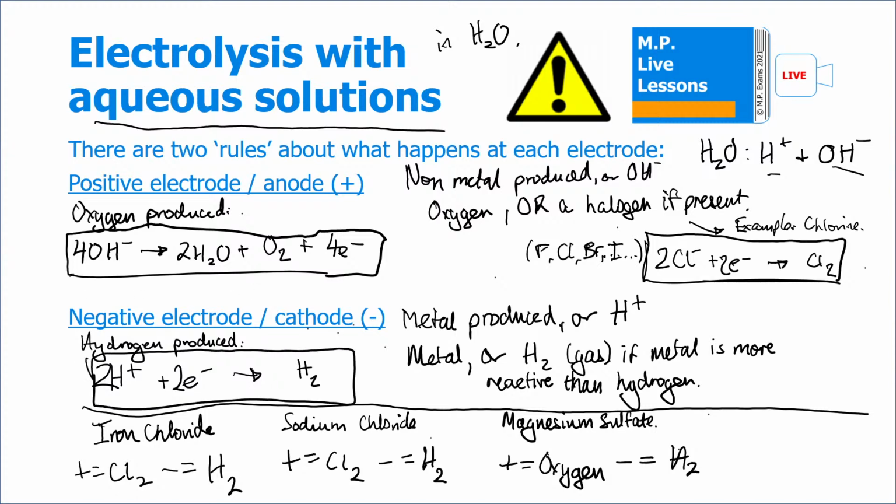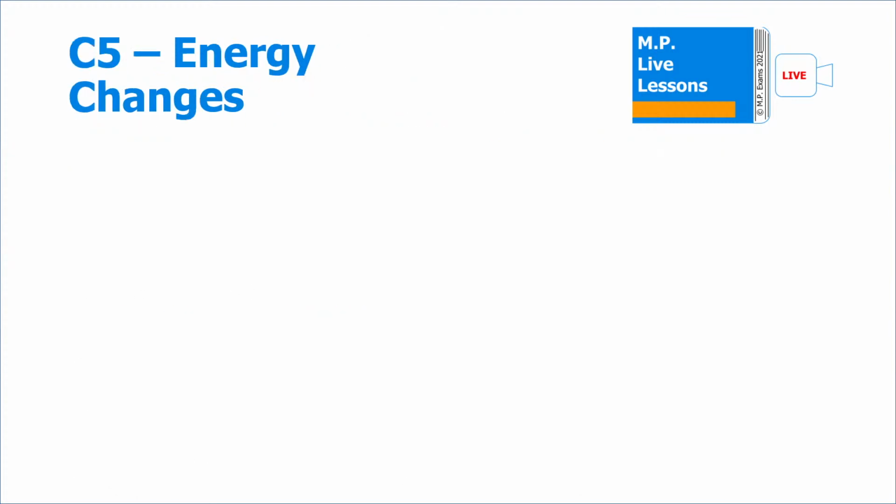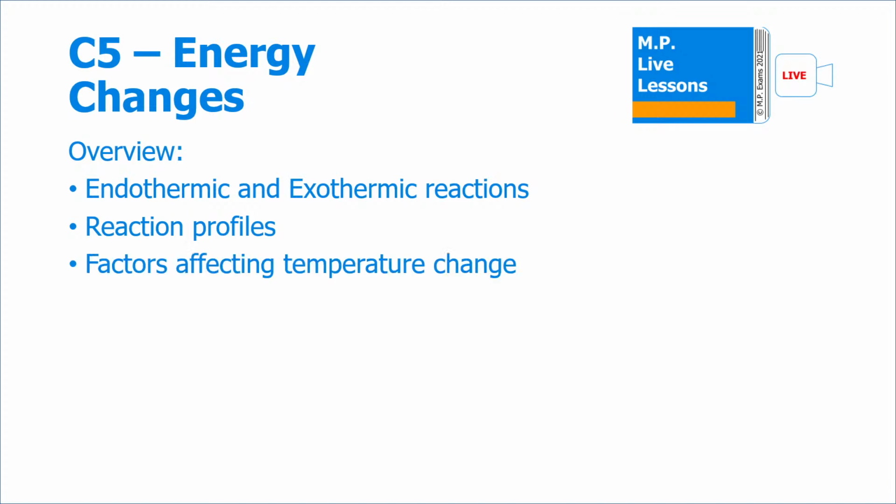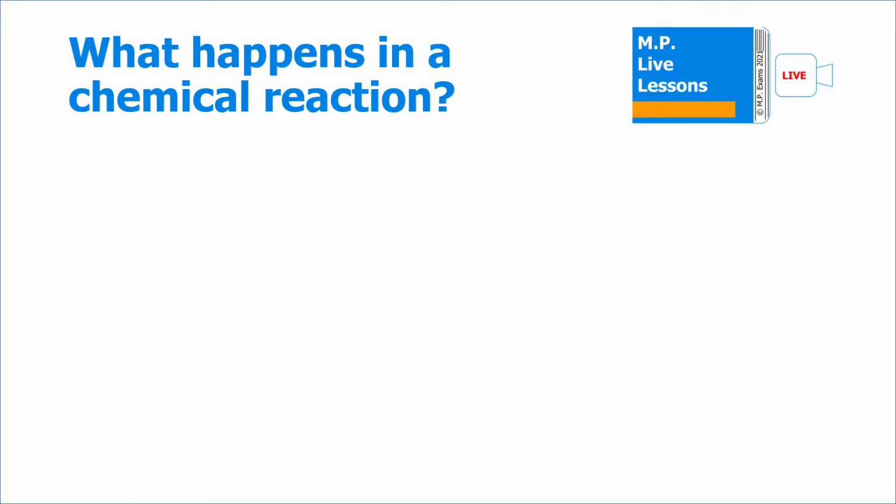With the final unit, it's energy changes. So an overview, you'll need to know about endothermic and exothermic reactions, some reaction profiles, factors affecting the temperature change, and energy changes calculations. So what happens in a chemical reaction?